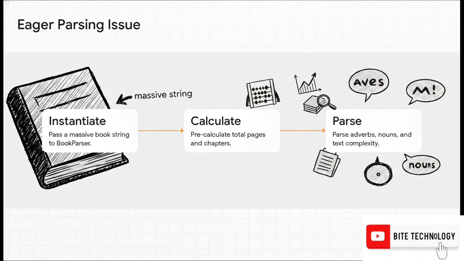For example, let's say we have a book parser class. We pass a massive string like the entire text of a ridiculously thick book right into its constructor. And the moment it's instantiated, bam, it instantly does all this heavy computation to figure out page counts, text complexity, word types, you name it. It pre-calculates everything so it's ready to go.